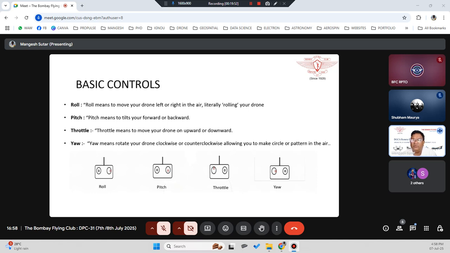What normally is the configuration we use? Mode 2. Okay, so there are different modes. Predominantly, most people use the mode 2 configuration. What is mode 2? It means on your right side you have roll and pitch, and on your left side you have throttle and yaw. If you reverse this configuration, it is mode 1. So normally our configuration is called mode 2.